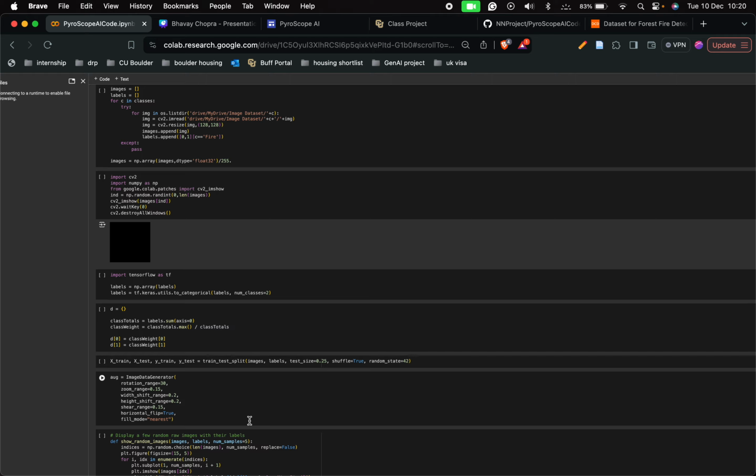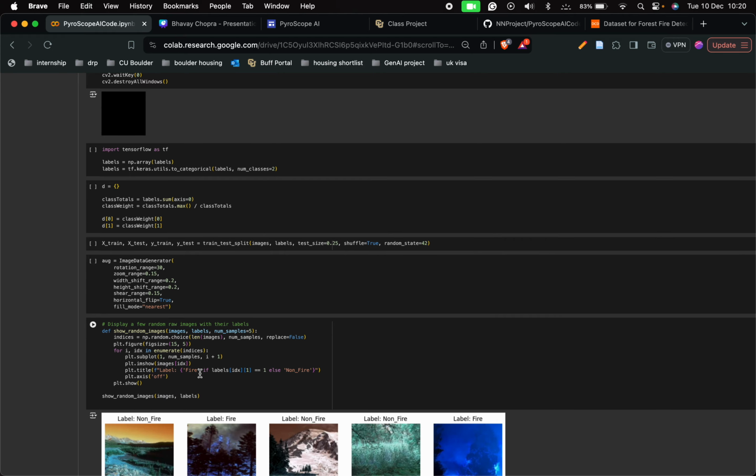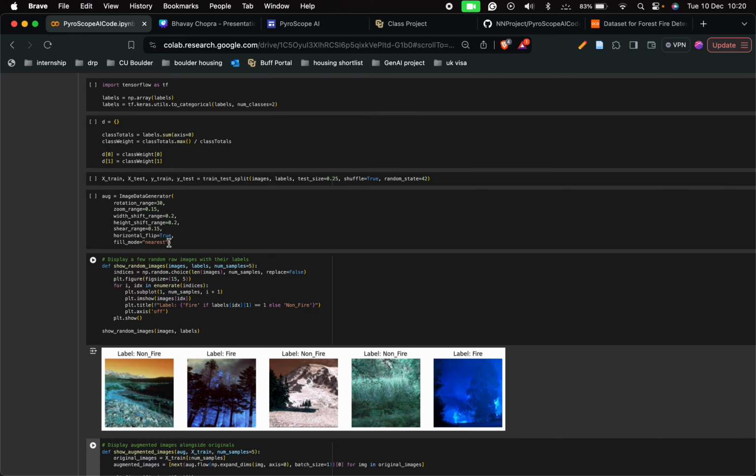The labels were assigned as 1 for fire and 0 for non-fire, and one-hot encoded to match the neural network's classification output. We also use certain data augmentation techniques. As you can see over here, we have the augmentation function. This included random rotations, zooms, shifts, and flips, which were applied to enhance model generalization by simulating a diverse set of real-world scenarios.